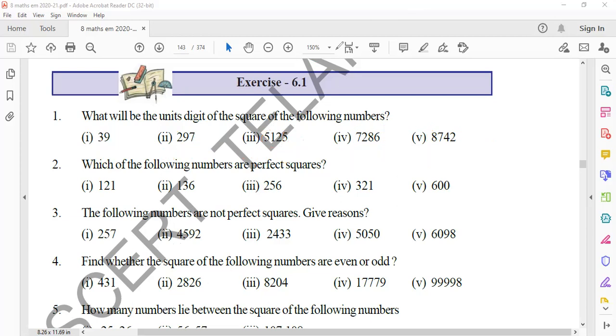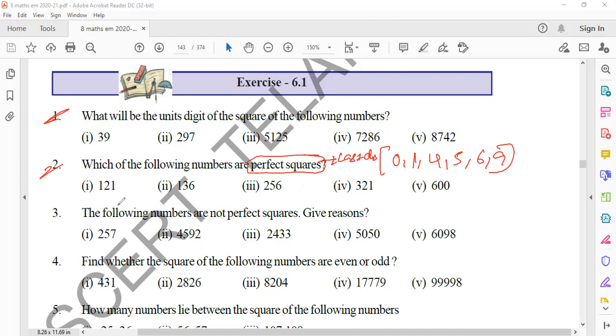Next, I go to the second part. Which of the following are perfect squares? I told you the number should be a perfect square. The last digit, what are the numbers? 0, 1, 4, 5, 6, 9. These numbers are enough to do this. It is the last digit. By looking at that, we have to say whether the number is a perfect square or not.